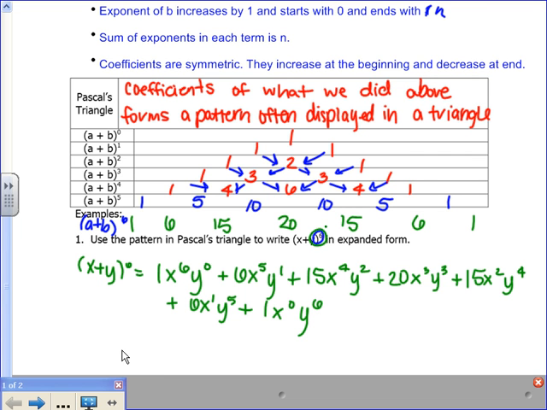Now the last thing we are going to do is clean this up a bit, because remember we said that anything to the 0 power is really not there. We don't need it in the problem. So we're basically just taking away all of those, anything with the 0 power.